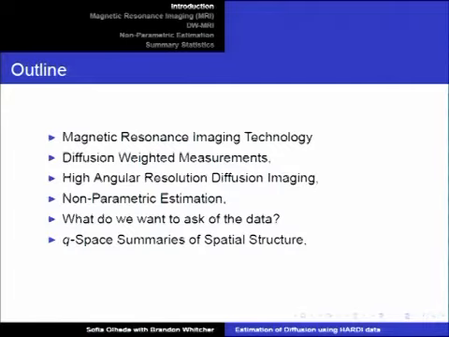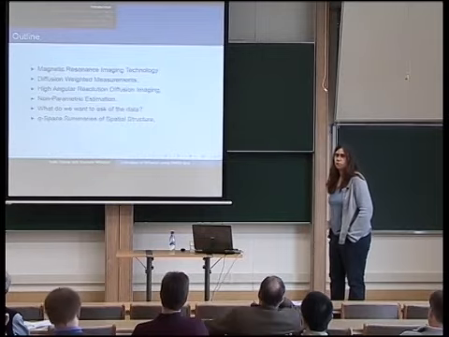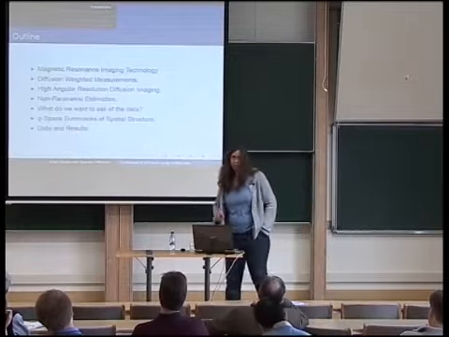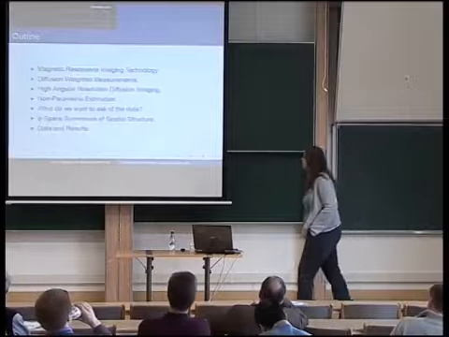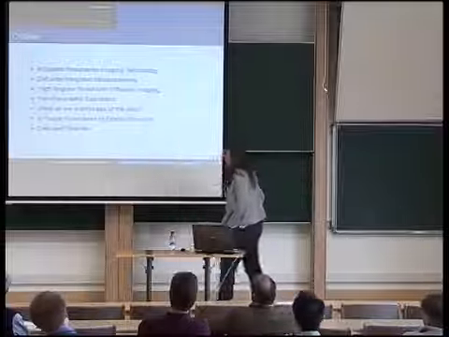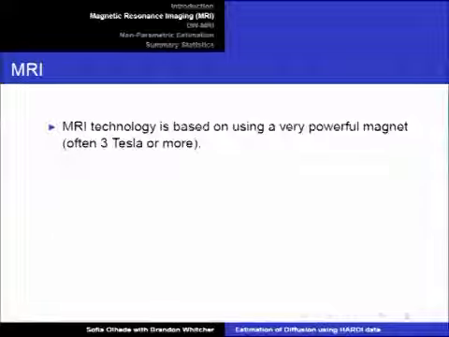And finally, I'm going to discuss how these summaries actually relate to features of the diffusion in space, which is what we actually want to know about. Okay, and then I'm going to apply it again to some real data and show you that these non-parametric summaries can actually tell us when these spatial features are part of the data. So the proof of the pudding lies in the eating.